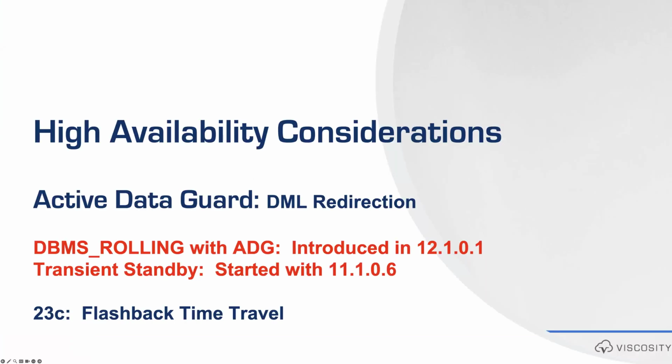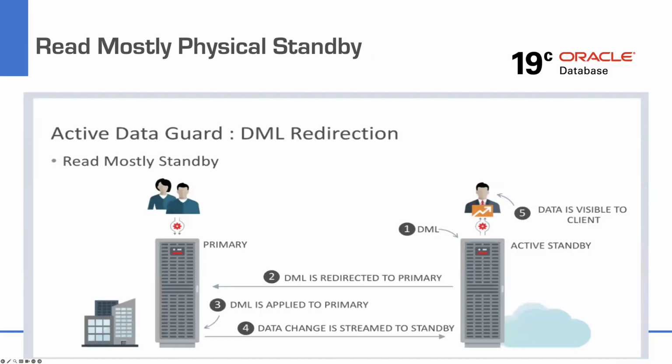All right, let's talk about high availability considerations. You have probably seen these slides over and over again. Now I can do DML on my Active Data Guard site. As I do DML, insert, update, delete, the actual DML is redirected to the primary. The primary generates the redo, ships the redo to the standby, and they're able to see that data.